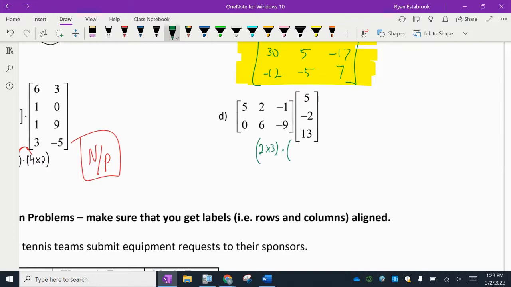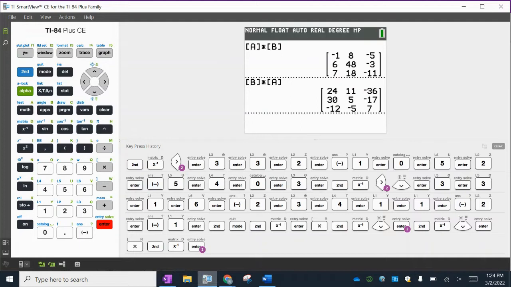Letter D, this one is a 2 by 3 matrix multiplied by a 3 by 1 matrix. Inside numbers are the same. That's great. The outside numbers tell us that when you multiply these, you should be getting 2 rows by 1 column. I'm going to have you try this one on your calculator. The data entry is never very fun, but the more practice you get with that, the more likely you're going to be to remember how to enter this stuff in there, how to find the menus.